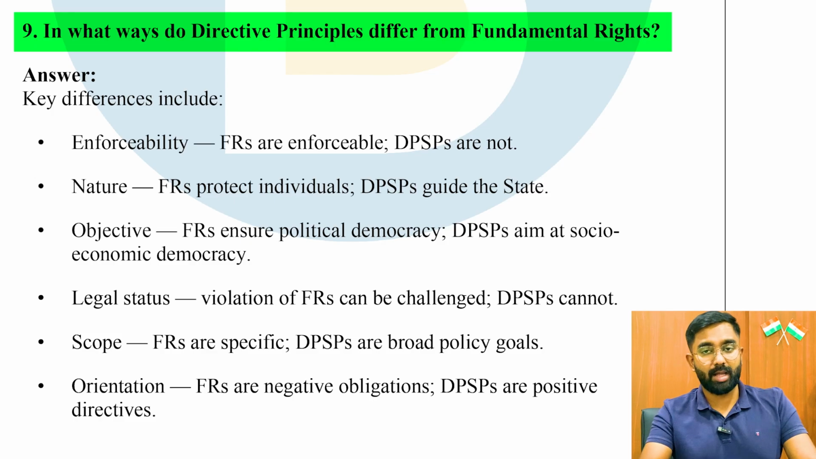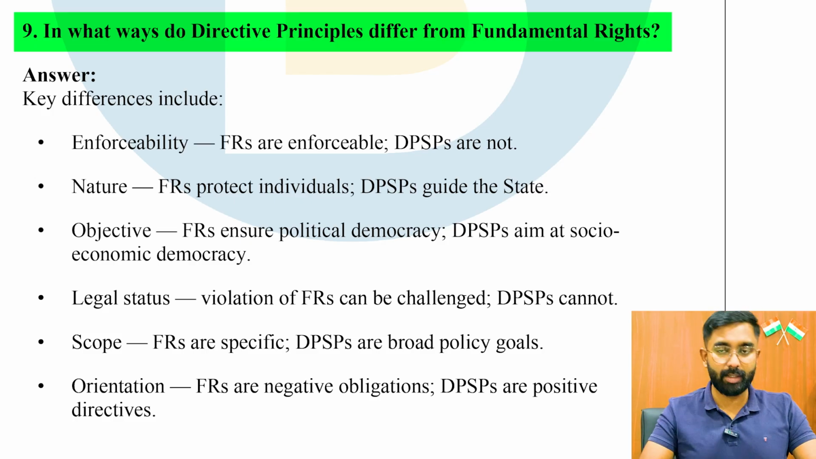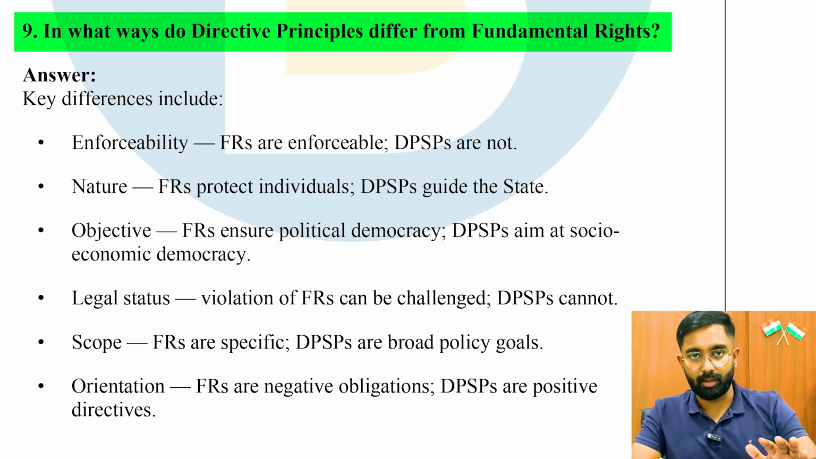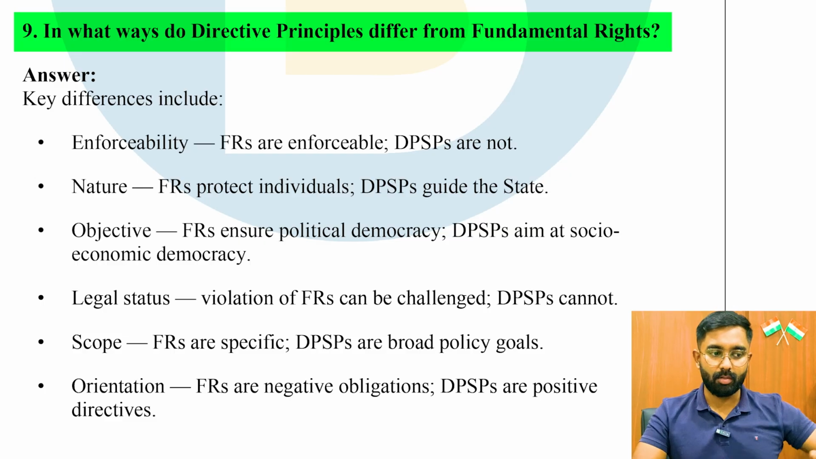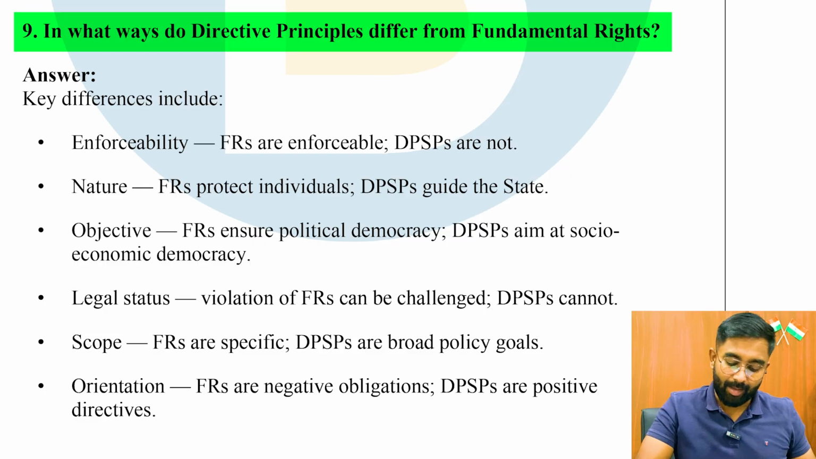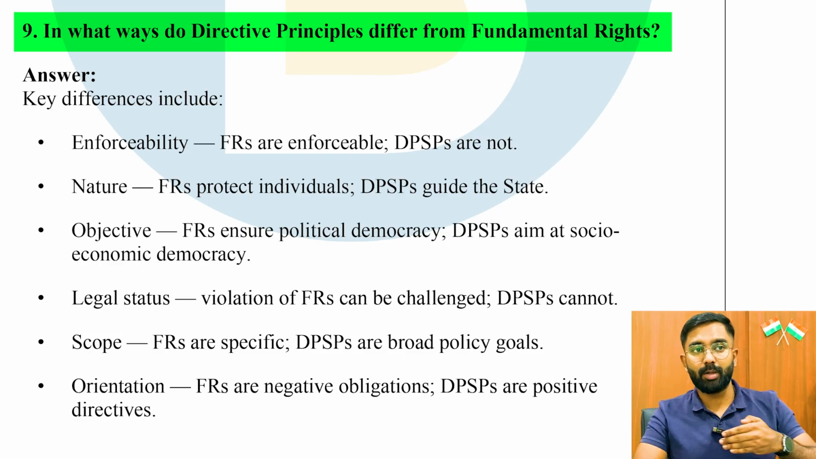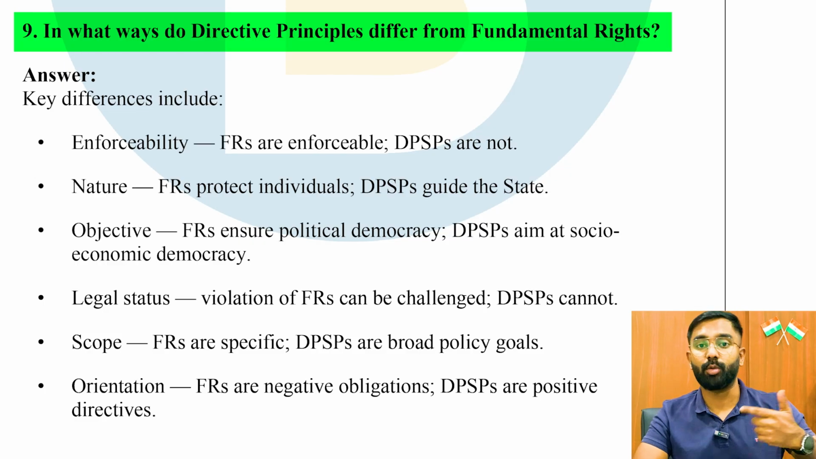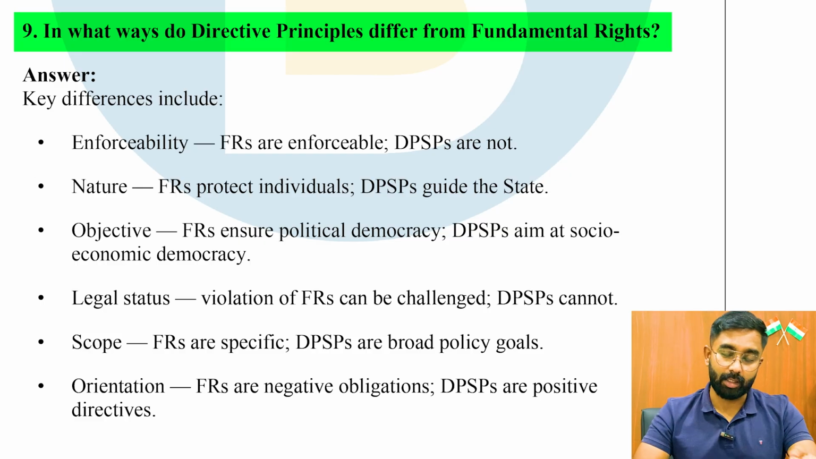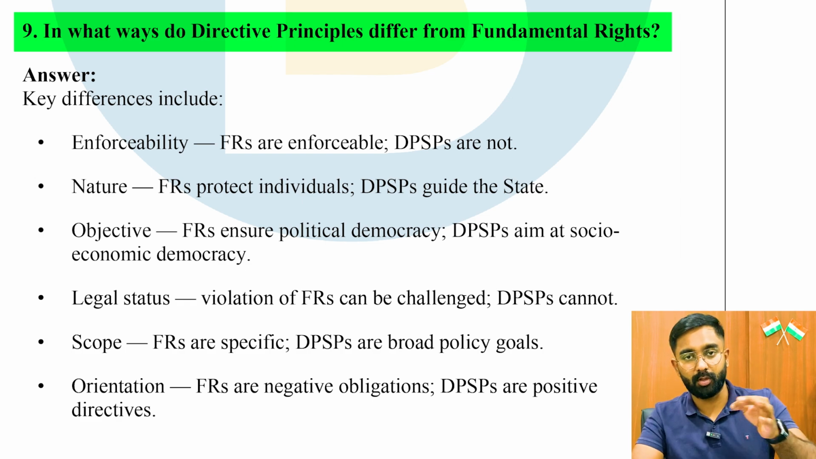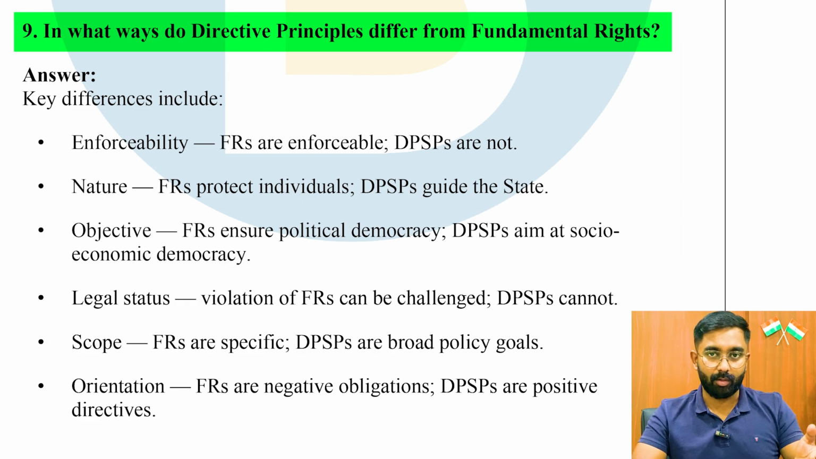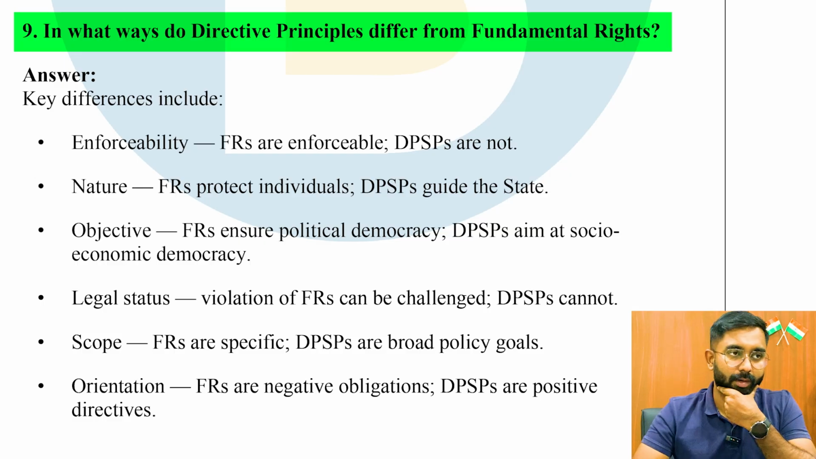What does that mean? Fundamental rights are negative obligations, which means they put restrictions on the state. The state should not do this, right? If you do this, the consequences are this. It's a negative obligation. Rather, DPSPs are positive. Now it is telling the state in a positive way, you have to do this. The state must work for the welfare of its people, especially for the downtrodden, the poor, and the children, right?